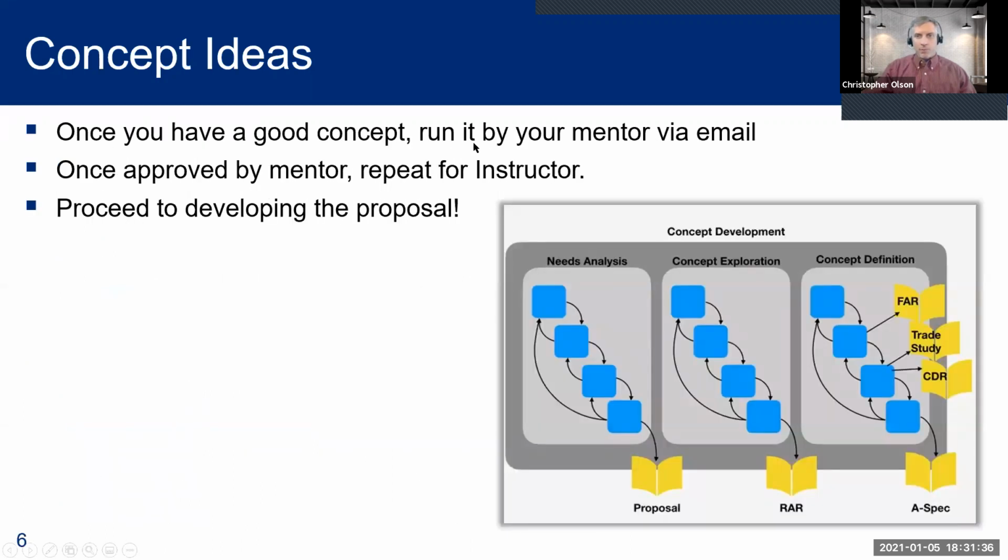Once you have a good concept, run it by your mentor. That would be me via email. It's a pretty informal process here in the beginning. Once it's approved by your mentor, repeat the same process for the instructor. So I'll provide you recommendations or feedback or whatever. You make corrections. It's just a paragraph that explains what your system is, the kinds of things that it could be composed of and whatnot. Just an explanation of how it might work. And then after it's approved by probably CJ or Dave Flanagan, then you have permission to proceed to developing your actual proposal.